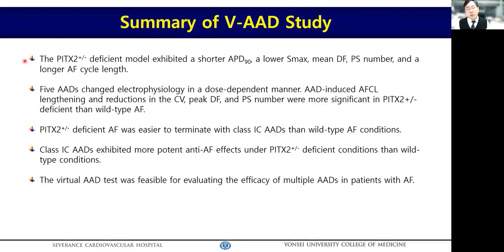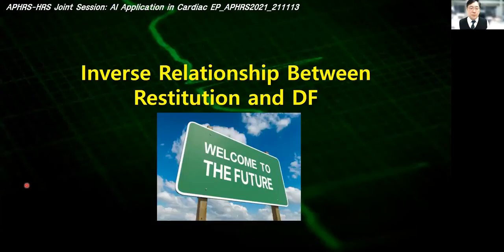This is a summary of this study. The PITX2 deficient model exhibited a shorter APD, lower Smax, mean DF, phase singularity number, and longer AF cycle length. And 5 antiarrhythmic drugs changed the electrophysiology in dose-dependent manner, and AAD induced the AF cycle length lengthening and the reduction of conduction velocity, peak dominant frequency, and phase singularity number were more significant in PITX2 deficient condition than in wild type. PITX2 deficient AF was easier to terminate with class 1C antiarrhythmic drug than wild type AF condition. And class 1C AAD exhibited more potent anti-AF effect on the PITX2 deficient condition than wild type. And the virtual antiarrhythmic drug test was feasible for evaluating the efficacy of multiple antiarrhythmic drugs in patients with AF.